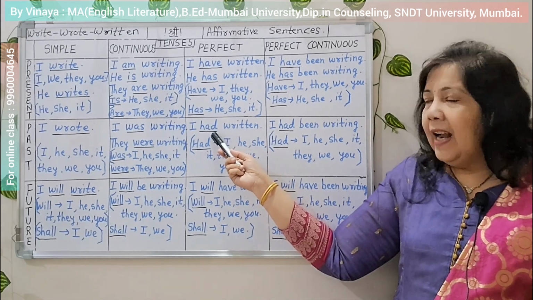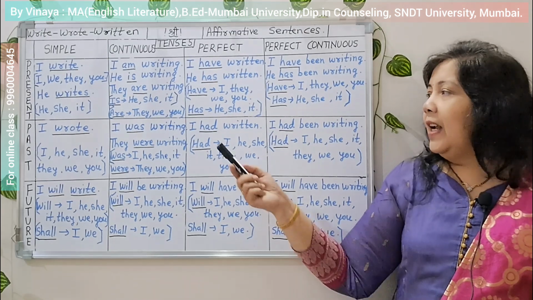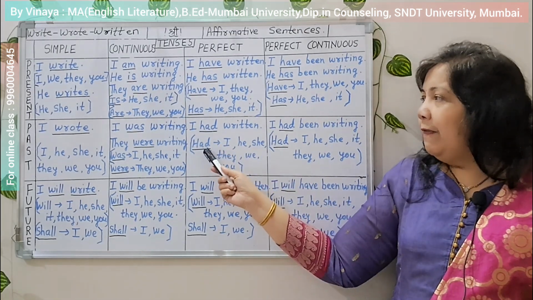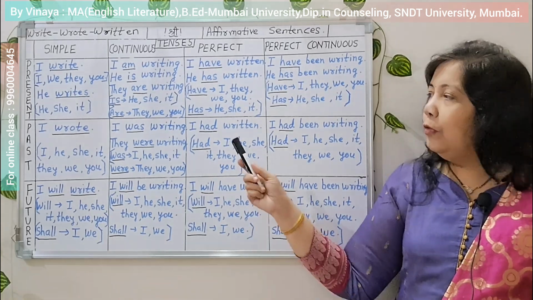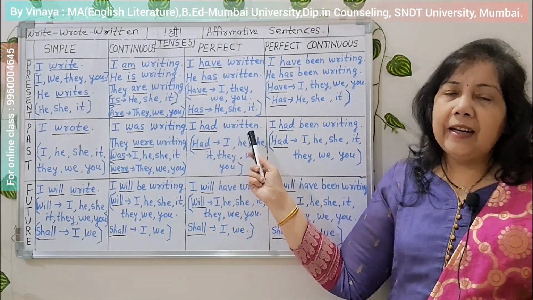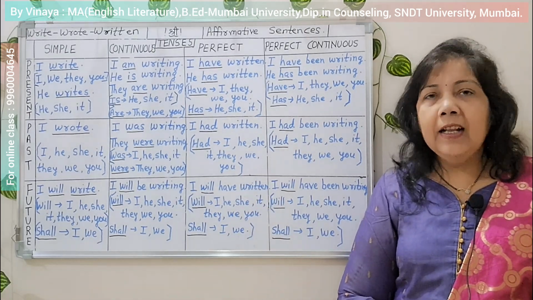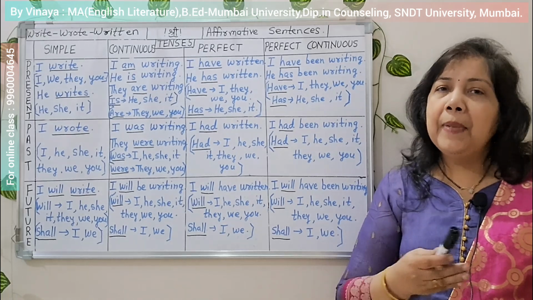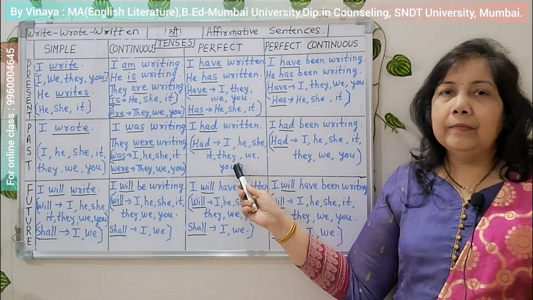Now again this had is a past tense of has and have, and there is no other form of this verb. So whichever is the noun or pronoun, we take only had. I had written. And when to use this tense? When we want to tell that the action was over in the past by a particular time. That time we use this tense.